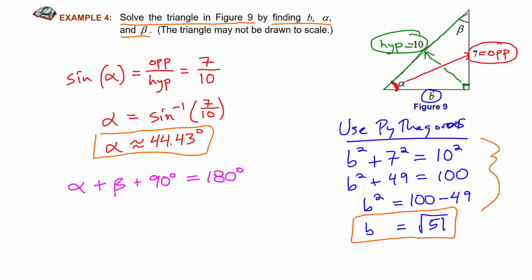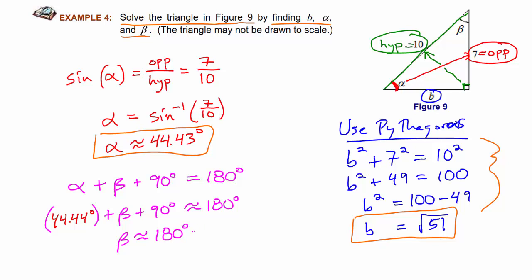Okay, so now we can solve for beta by substituting our known value for alpha. So I'll put alpha in here, 44.43 degrees. Add that to beta and to 90 degrees, and we expect the result to be 180 degrees. Now we can go ahead and isolate beta. Beta will be approximately 180 degrees minus 90 degrees minus 44.43 degrees. I just noticed I put a 4, well there should have been a 3.